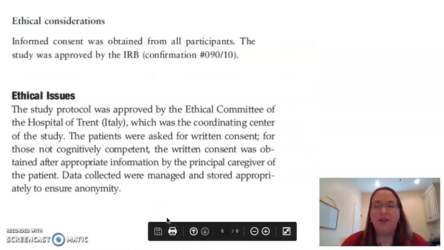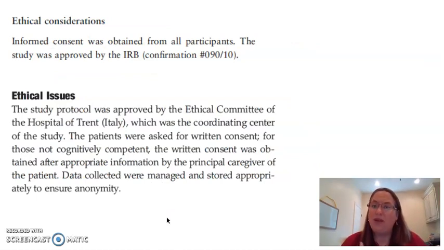This comes from two different studies. That last one was a pretty big paragraph. Look at this one. This is all this study talked about. The researchers simply put two sentences. We used informed consent. We had our IRB approval. That's all they told you.